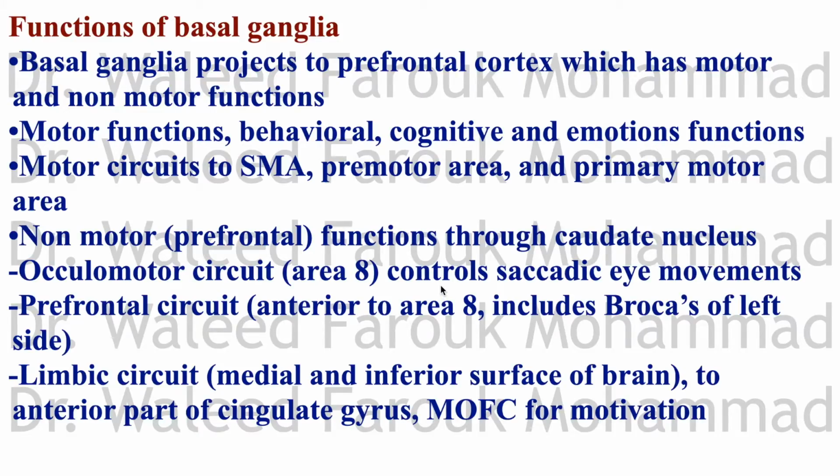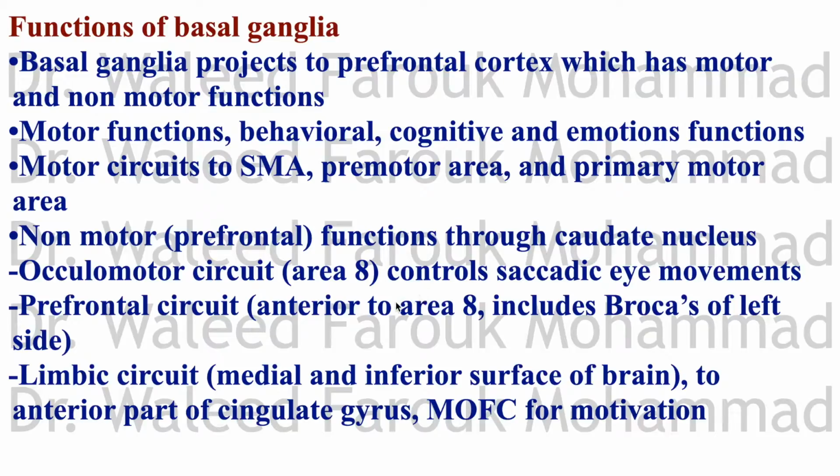It has behavioral, cognitive, and emotional functions. Motor circuits project to and receive from the supplementary motor area, on the medial frontal gyrus we studied before on sections of the brain. Also to the premotor area in front of the primary motor area, and the primary motor area, or motor area 4. Non-motor functions, prefrontal, mostly through the caudate nucleus.